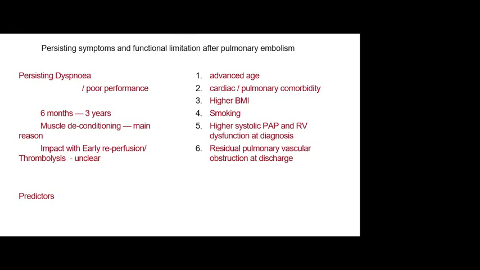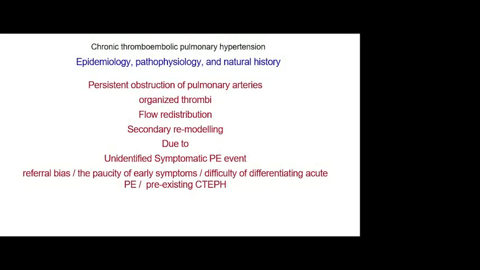So when patients have persistent symptoms, mainly dyspnea and poor exercise tolerance, we have to look for comorbidities like advanced age, previous cardiac surgeries, high BMI, smoking, and higher systolic pulmonary artery pressure on admission. And when the patient is discharged, the patient has residual pulmonary artery pressure. These are the conditions causing the long-term persisting symptoms after pulmonary embolism. So we have to address them and, if possible, correct them.